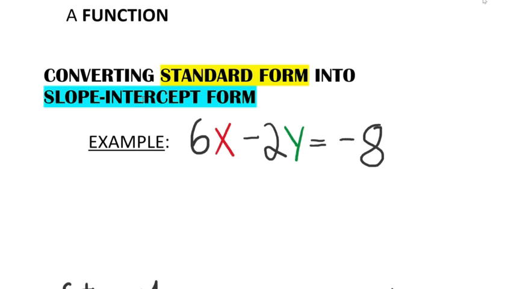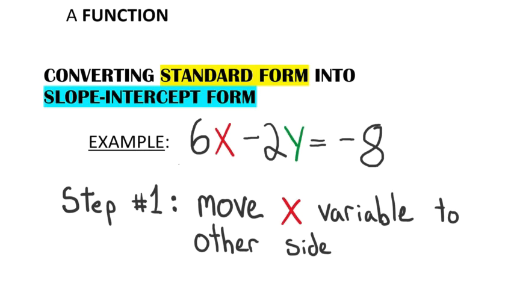So in the above example, we're going to take 6x minus 2y equals -8. As you can see, we have Standard Form here because both variables are on one side of the equation and an integer is on the other side of the equation. What we will do for step 1, and this is the critical step, it must always be the first step. I'm going to say that again, it must always be the first step. But we are going to move the x variable to the other side.